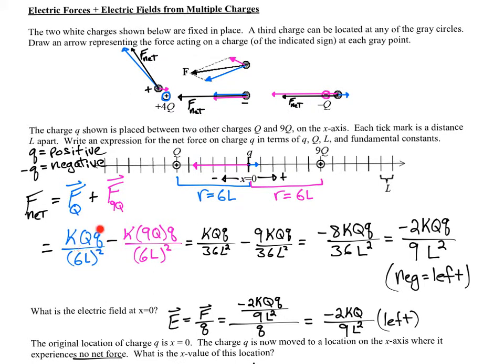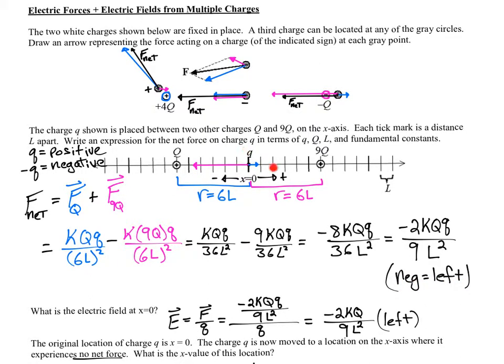So we fill in kQq over r squared. The blue one is positive because it's going to the right. The pink one is negative because it's going to the left. So that's where this negative sign comes from. This was a vector form, and I've shown the vector now by putting a negative sign there. I don't need to put i's with these because it's a one-dimensional problem, so everything is in the same i direction. Square the bottoms. We're going to collect up like terms. We get negative 8 over 36, and we simplify that to be negative 2/9. And the negative means it's a net force to the left.